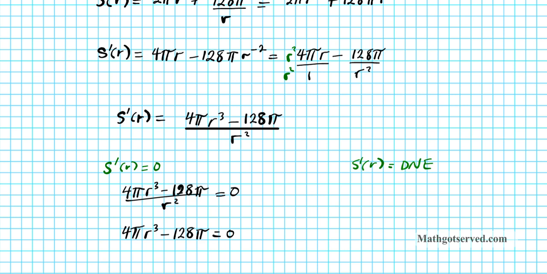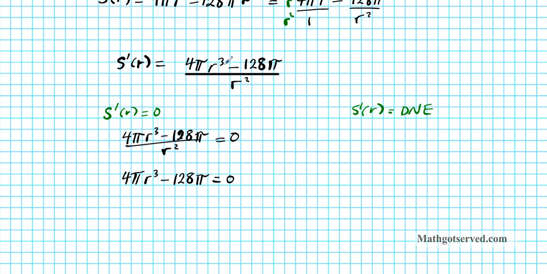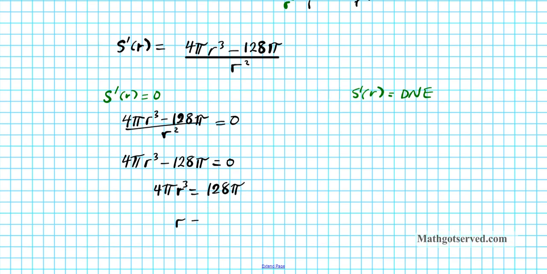Okay, so when you write it as a combined fraction like this, as a rational expression, you can extract the numerator anytime you're looking for where the derivative is equal to 0, or just do the steps I just did right here. Okay, so we add 128 pi to both sides. 4 pi r cubed equals 128 pi. And then if we divide and take the cube root, we're going to end up with r equals the cube root of 128 pi over 4 pi.